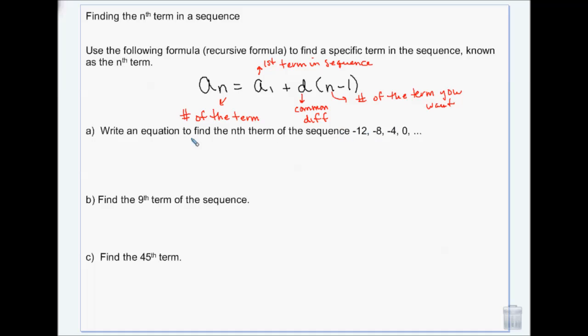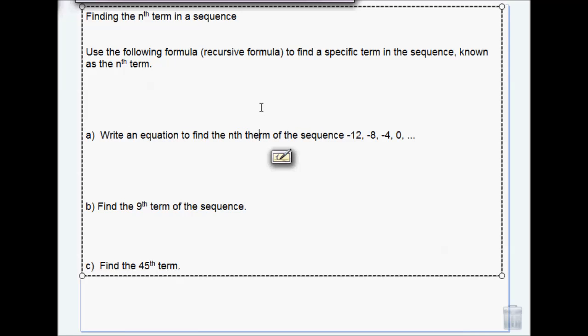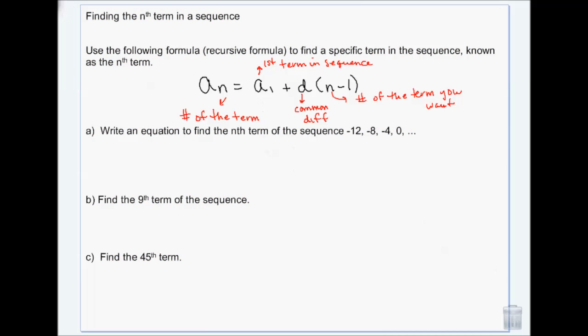Right. So first, if we're going to write an equation to find the nth term, we need to find our common difference. So to turn a 12 into a negative 8, and then a negative 8 into a negative 4, and then a negative 4 into a 0, I'm going to add 4. So this is d.